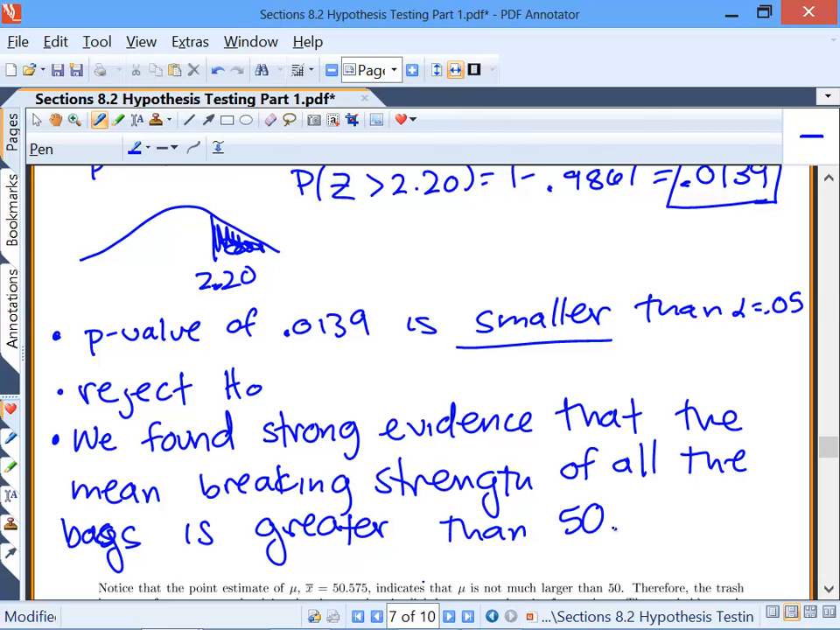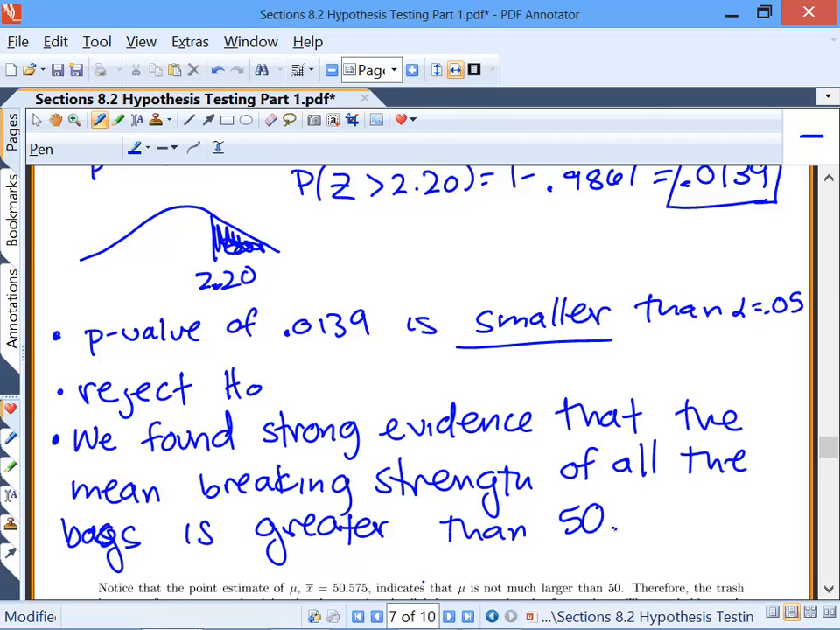So because we reject the null hypothesis, now we have very strong evidence for the alternative hypothesis, which was that my mean was greater than 50. How much bigger do you think it is than 50? We still don't know exactly how big my population mean is, right? I have strong evidence that it's bigger than 50, but I don't know exactly how big. But what's your best estimate for how big your population mean is? And what was your sample mean? 50.575. So at the moment, that's my best estimate for how big my population mean really is.